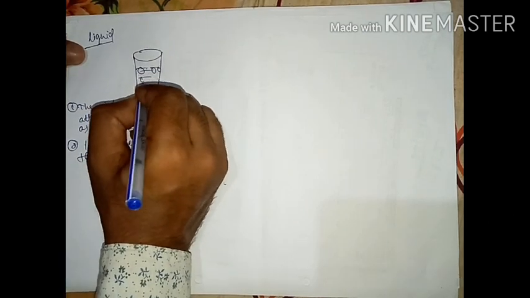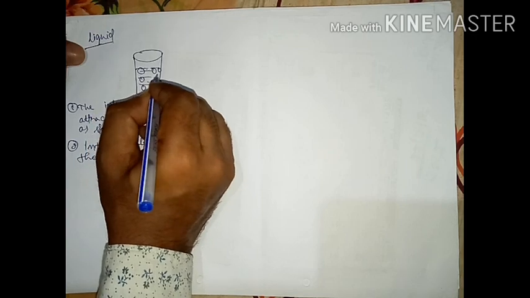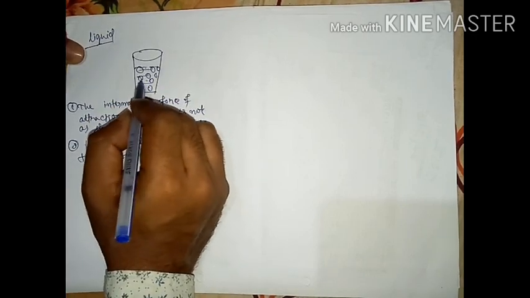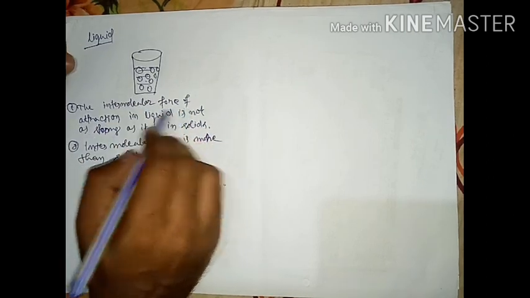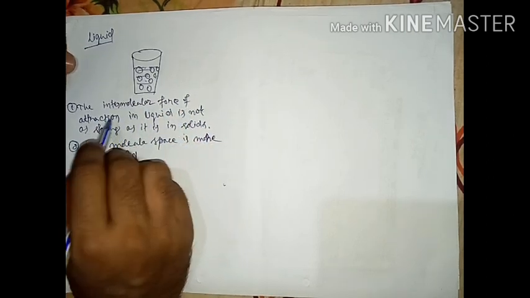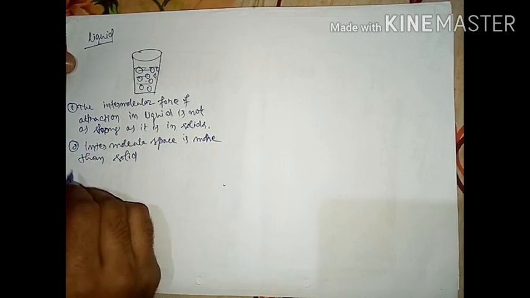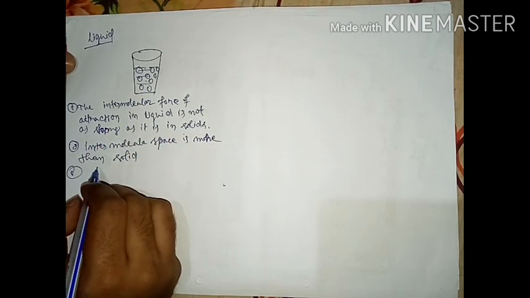So these are some molecules, I am drawing molecules. You can see the molecules are not tightly packed. There are some gaps, and the intermolecular force of attraction is not so high as in solid, that's why you can see some space. And the third point: molecules can move.